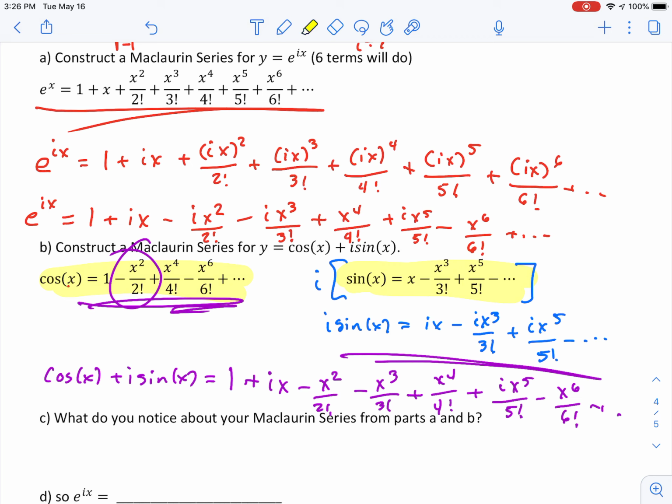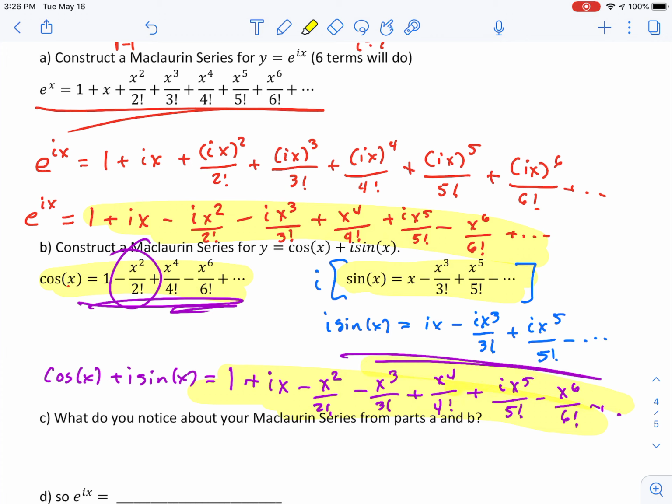And so what I want y'all to notice here is if we look at these two series, the Maclaurin series for e to the ix and the Maclaurin series for cosine x plus i sine of x, they are exactly the same, right? I mean, take a look at that. They are exactly the same, which tells us then that e to the ix will be equal. If each of these is equal to the exact same series, then they themselves must be equal to each other. So e to the ix is equal to cosine of x plus i sine of x.